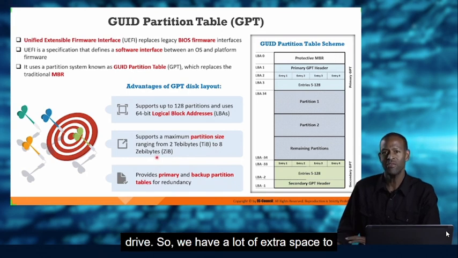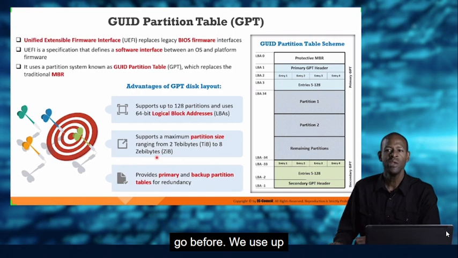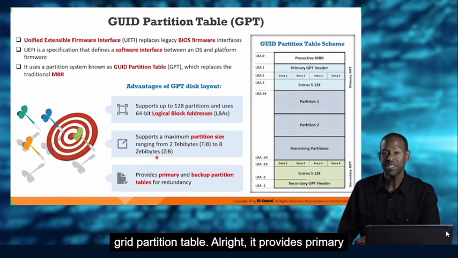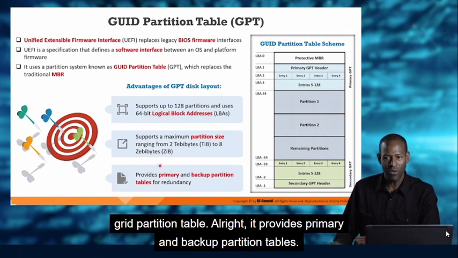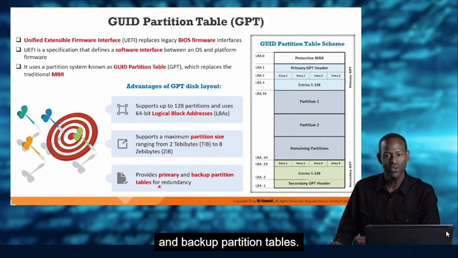So we're nowhere near 8 zettabytes or zebibytes for disk drives. We have a lot of extra space to go before we use up the capabilities of the GPT, the GUID partition table. It also provides primary and backup partition tables for redundancy.